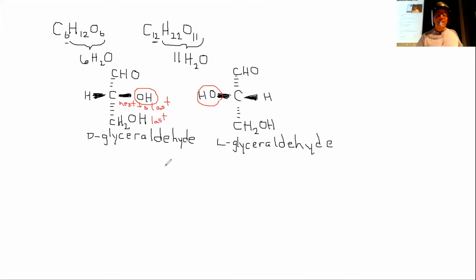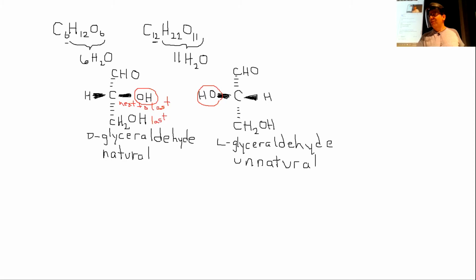And I should quickly add that otherwise, the difference between the two is it's the D sugars that are natural. These are the ones that occur in living systems. Whereas the L sugars are the unnatural ones. These ones do not occur spontaneously in living systems. They exist. L-glyceraldehyde is a thing. You just won't find it occurring naturally. It needs to be made in the lab.